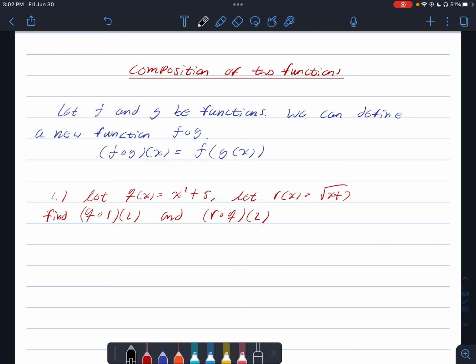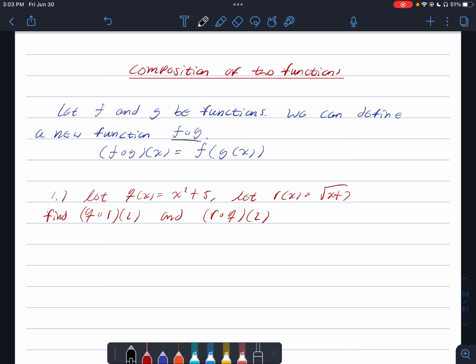In this video, I wanted to talk about the composition of functions. Okay, so a really quick rule. We're going to let f and g be functions, and we can define a new function written as f composed g. We can write this as f composed g of x, or we can just think of this as f of g of x.